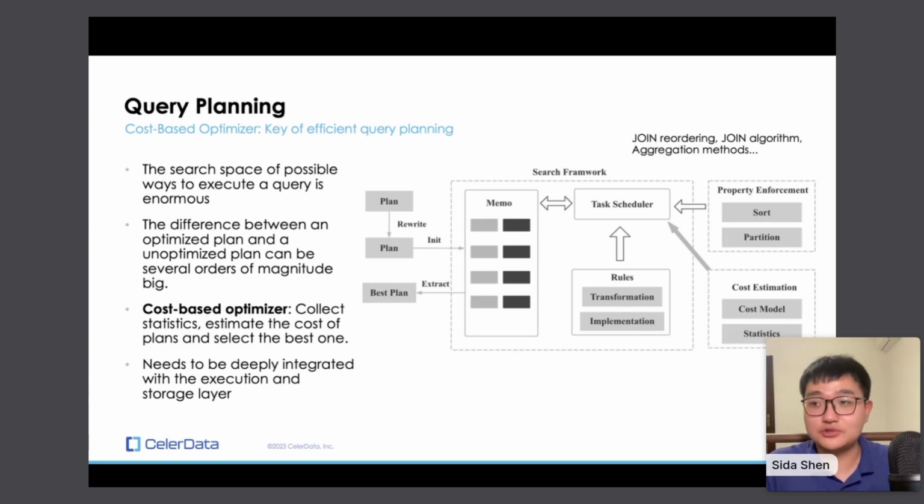And you have distributed join strategies. You want to do a broadcast join or a shuffle join. Those are distributed join strategies, and also aggregation methods and how to configure runtime filters. We're also going to talk about materialized view rewrite and many things to think about, and many ways to execute a query. The difference between an optimized plan and an unoptimized one can be many orders of magnitude. So for query planning, you want the best possible optimizer if you have joins and aggregations in your workload.